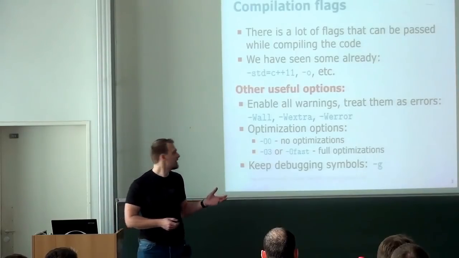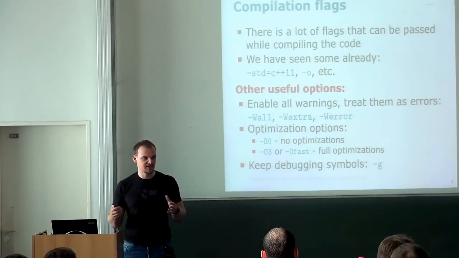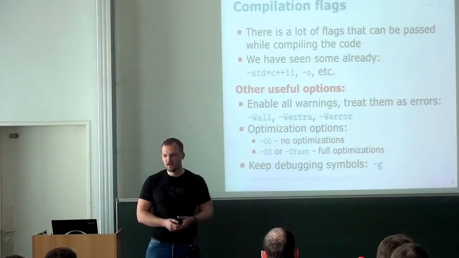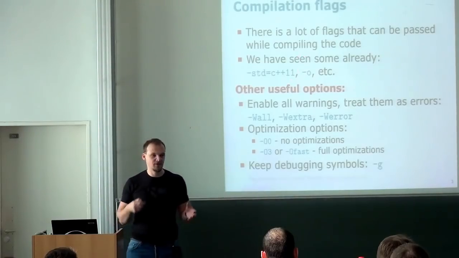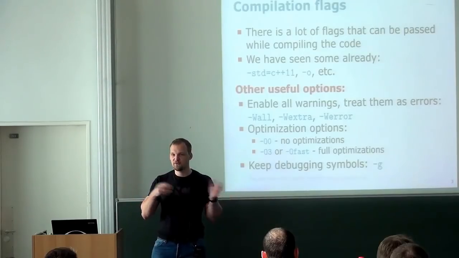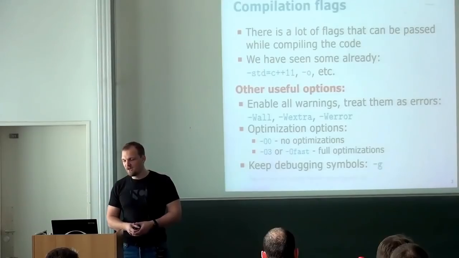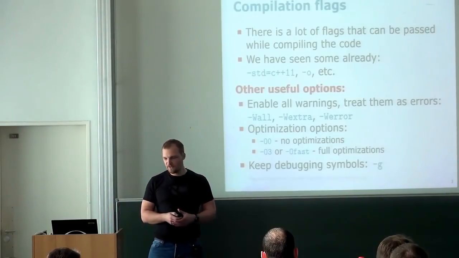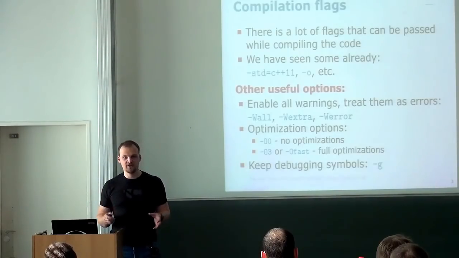So you've seen already something like -std=c++11, which tells us that we want to use the C++11 compiler, not the compiler from the older days. There is the -o flag, which shows that we want our executable to be named this way and not just a.out or something. And there is a bunch of others. So I strongly recommend enabling all the warnings that there are. These warnings are useful.